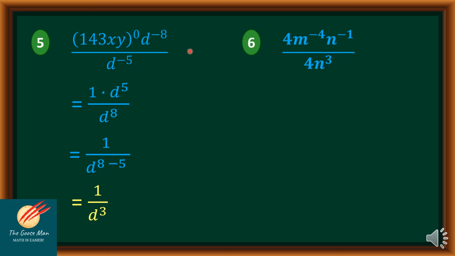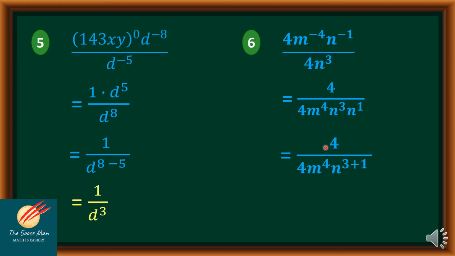I have here 4 raised to negative 4 n raised to negative 1 all over 4 n raised to the 3rd power. Now, I can put all these negative exponents in the denominator to make them positive. So I have now just 4 in the numerator. In the denominator, I have 4 raised to the 4th power, m to the 4th power. Then I have n cubed times n to the first power. So I can combine n to the third power times n to the first power, so I have n raised to 3 plus 1.